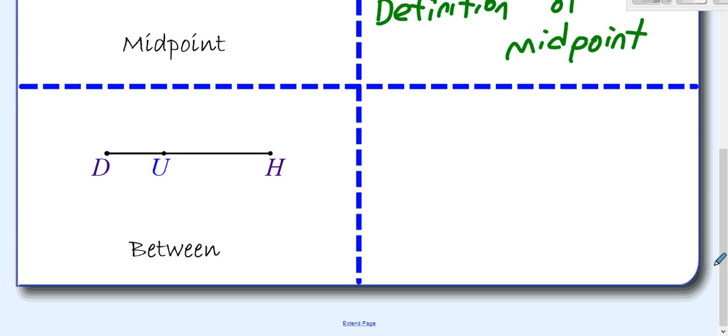And if we're just told that something is in between, I picked out these letters to help you remember that this is a duh statement. If U is in between, then we know that DU, this first part, plus UH, the rest of it, is equal to the whole thing, DH.